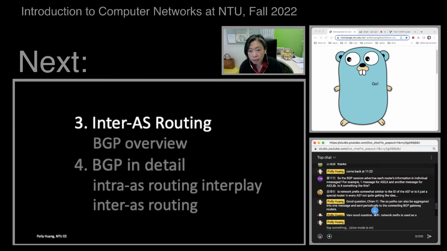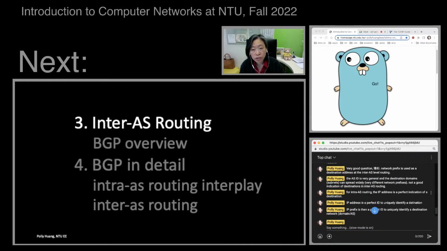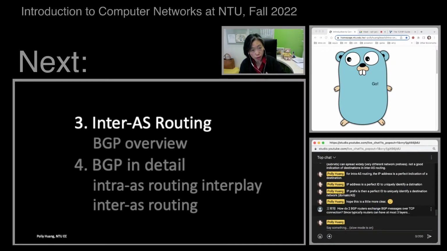Wei Xiang was asking, is network prefix similar to an ID of the AS? Yes, Wei Xiang, that is exactly similar to the ID of the AS. So it's just like in intra-AS routing, right? The IP address is the ID of the destination router. So the network prefix is like the ID of the destination network in inter-AS routing.